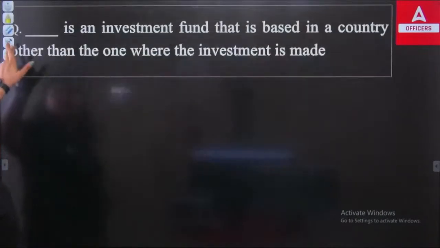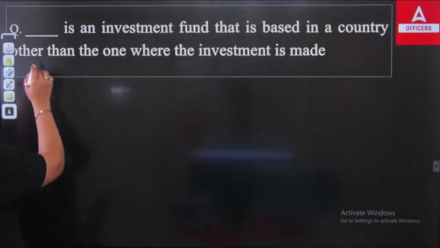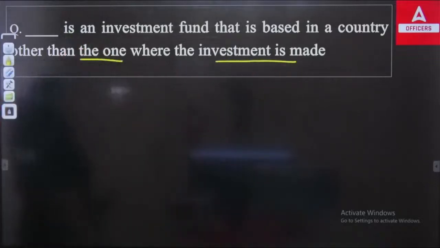Next question. A dash is an investment fund that is based in a country other than the one where the investment is made.